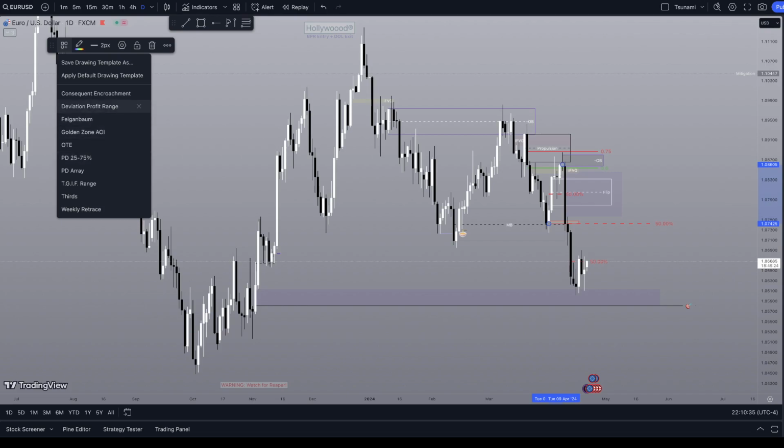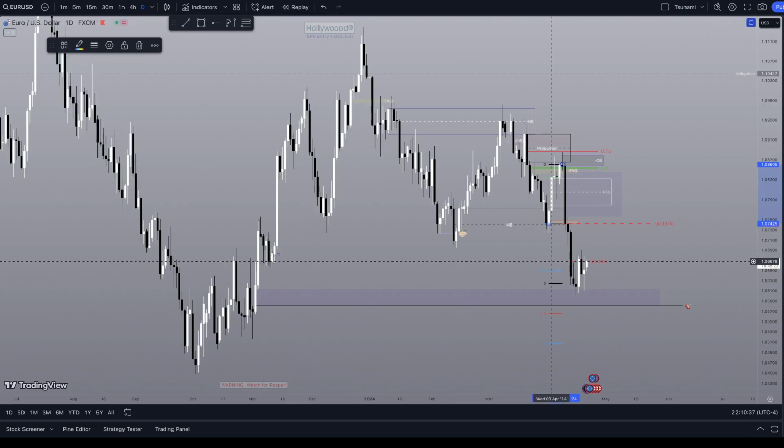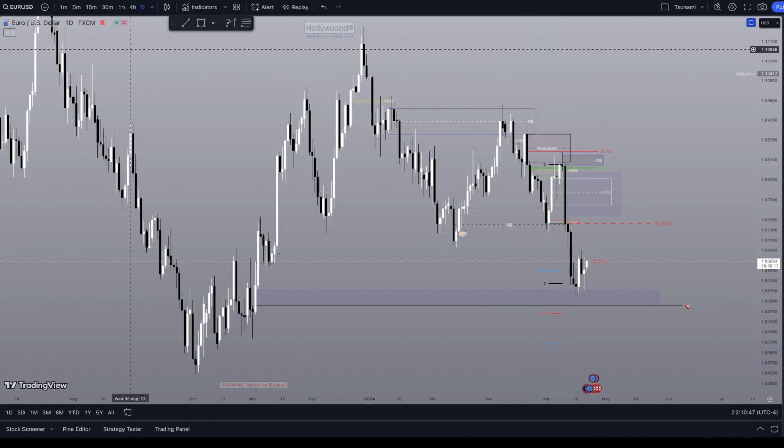The deviations are crazy, right? So boom, two deviations. You see, I didn't use the wicks, but you can also use the wicks, but the bodies are usually more accurate. So I use the body and project a deviation. This is, again, daily.